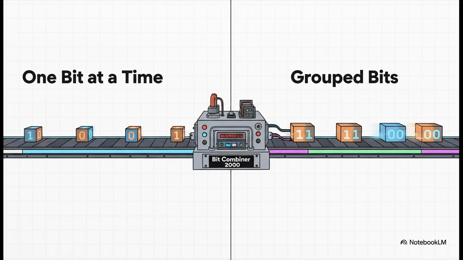And the solution is to stop thinking one bit at a time. Instead, we can group bits together into more complex symbols. This lets us send way more data with each signal we transmit.